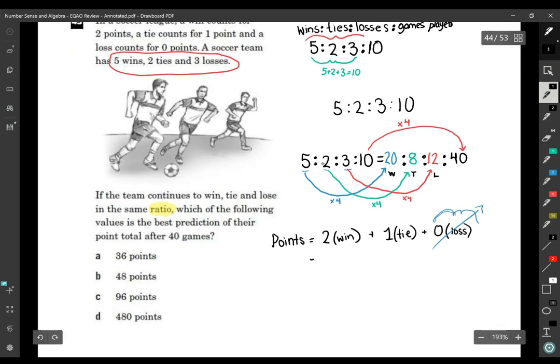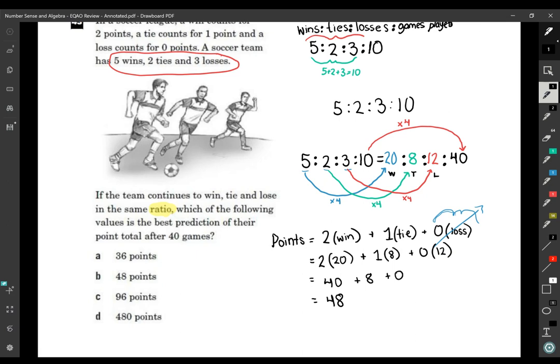So I know that after 40 games played, the team has won 20 games. I also know that after 40 games played, the team has tied 8 games and lost 12 games, right? So this becomes 40, this becomes 8, and this becomes 0. So they end up with a total of 48 points. Okay, and that is letter B.